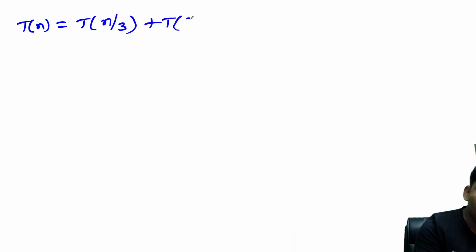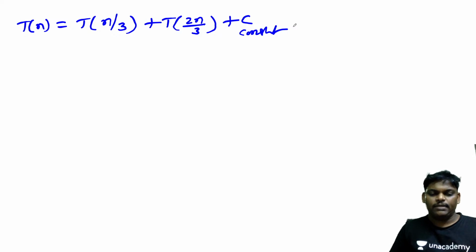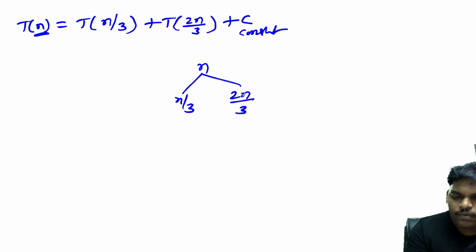T(n) is equal to T(n/3) plus T(2n/3) plus C, where C is a constant. How to solve it? It is like the previous problem. Let's start with n, two parts, n/3 and 2n/3. So these three things are completed. But one thing remains, right? C.